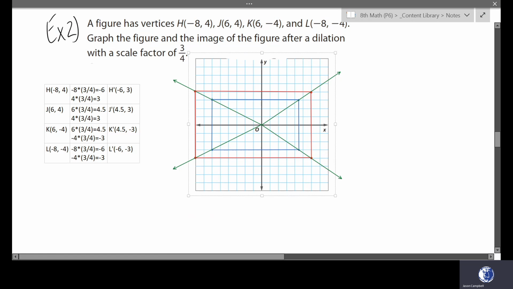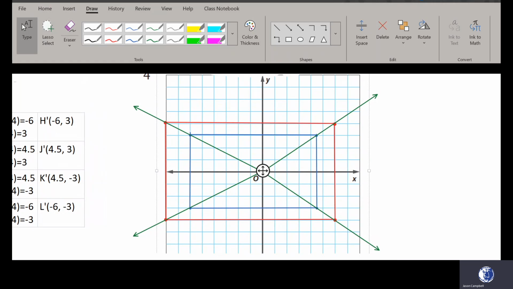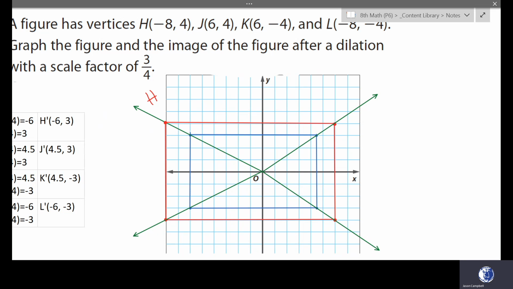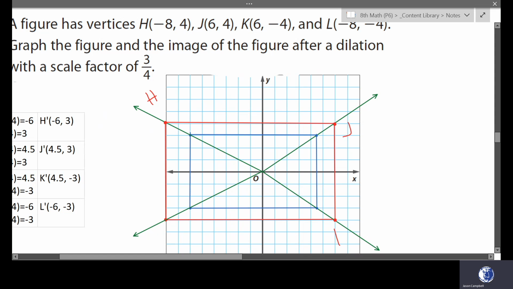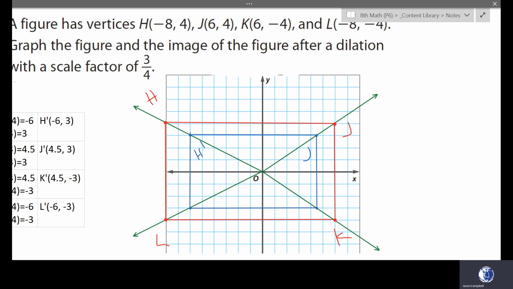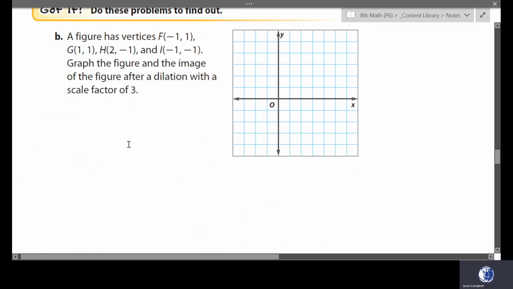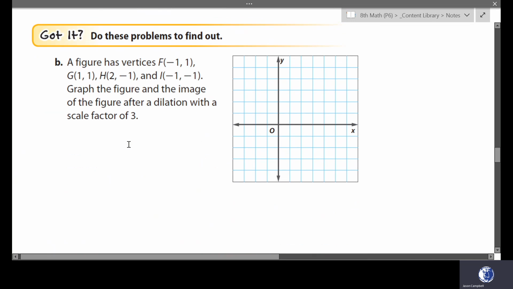The last thing I can do is label my points. So this would be H, J, K, L, and then we have H prime, J prime, K prime, and L prime. Hopefully that makes sense. Go ahead and try Got It B, and then resume this video when you're done.